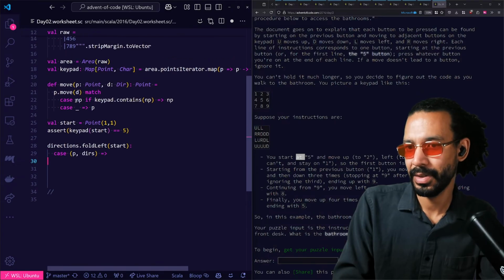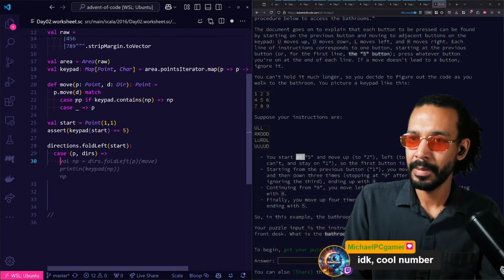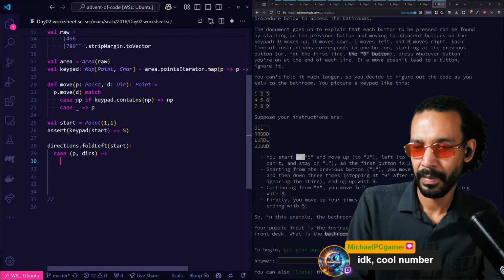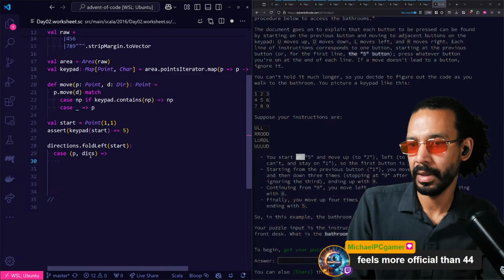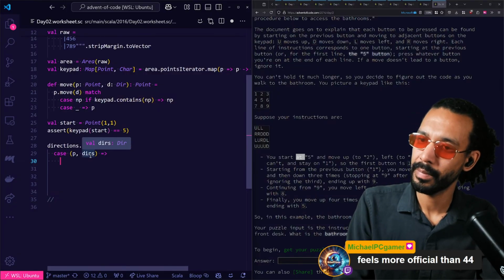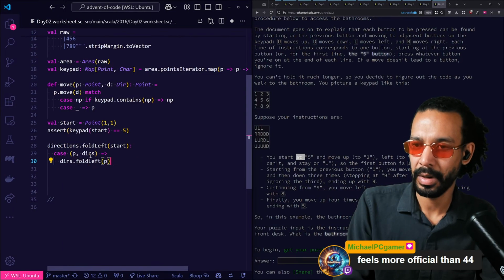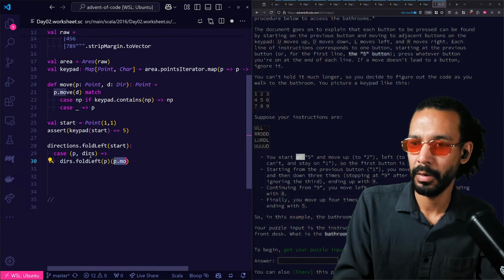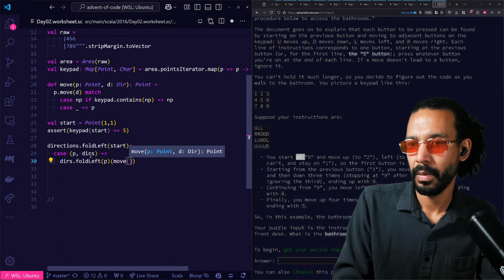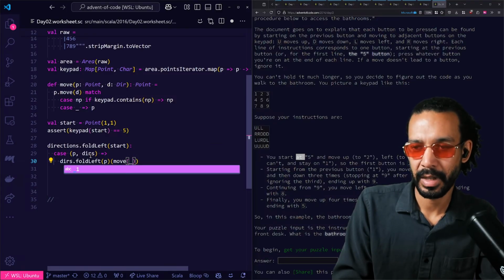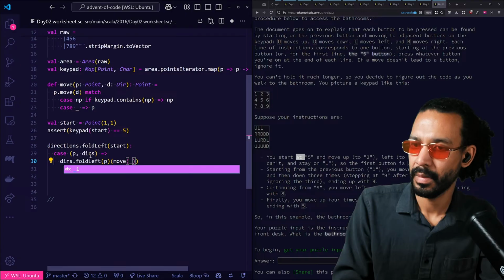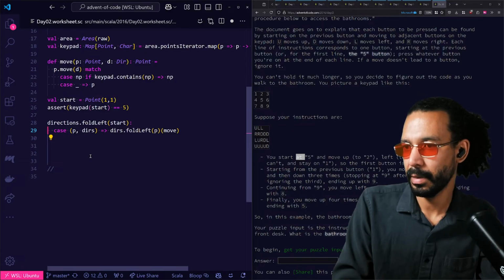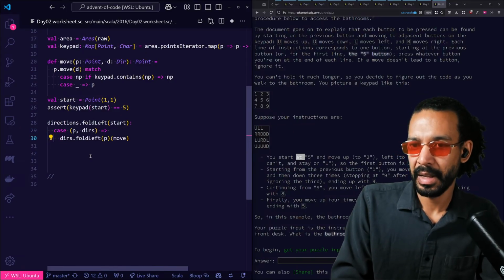Keypad start. That's fine, sure. So we're gonna do what here? Let's turn Copilot off. So we start at that point, and we can just fold left. Start with that point, and then p.move, or I don't know, call the move function with that p in that direction. I think we just pass in that move, and that's fine. So that's the final position. And then we get the keypad of that.